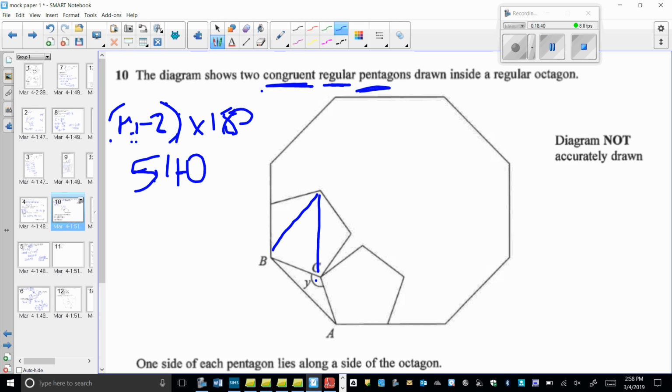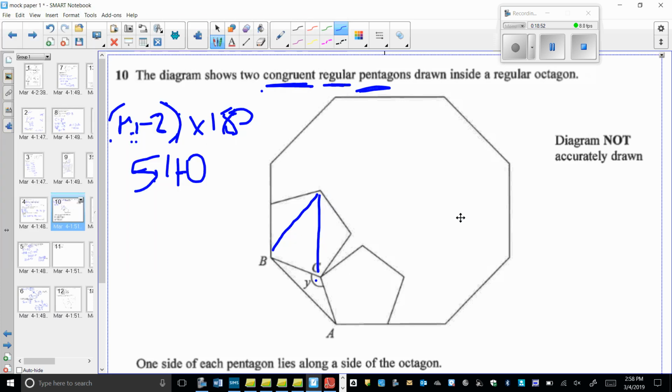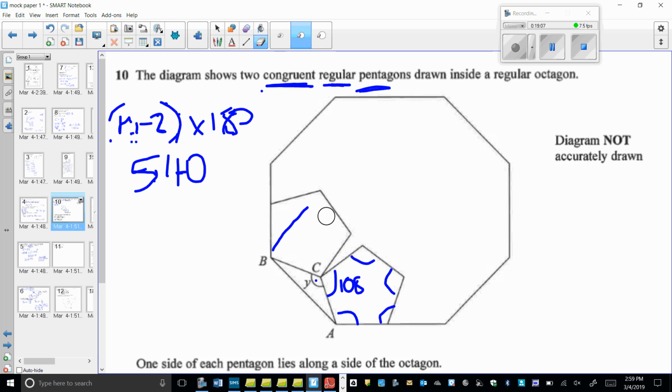So we know that the angles add up to 540, which means that each angle is going to be 108. So each of these angles here in both of those 2 shapes are 108. So let me just erase that. So that there is 108, and so is this, and so is this.